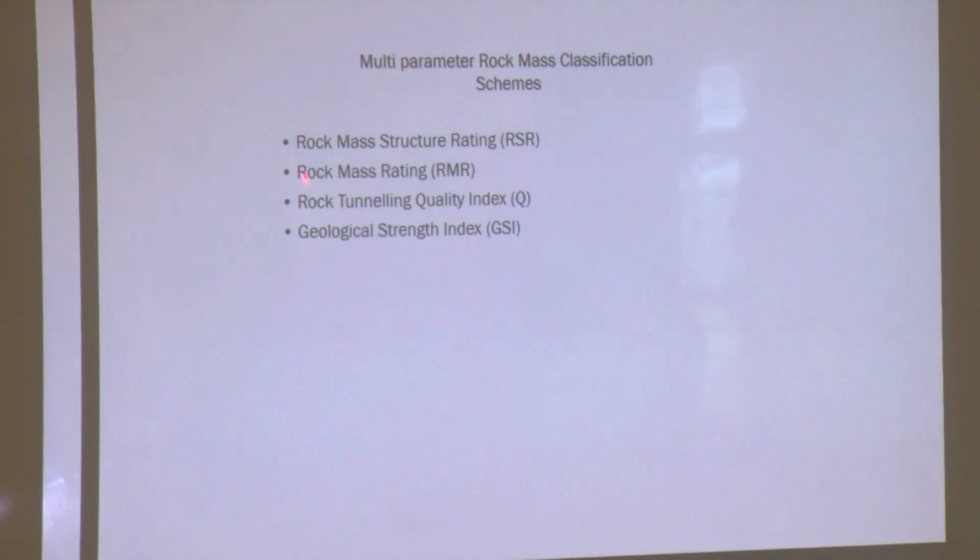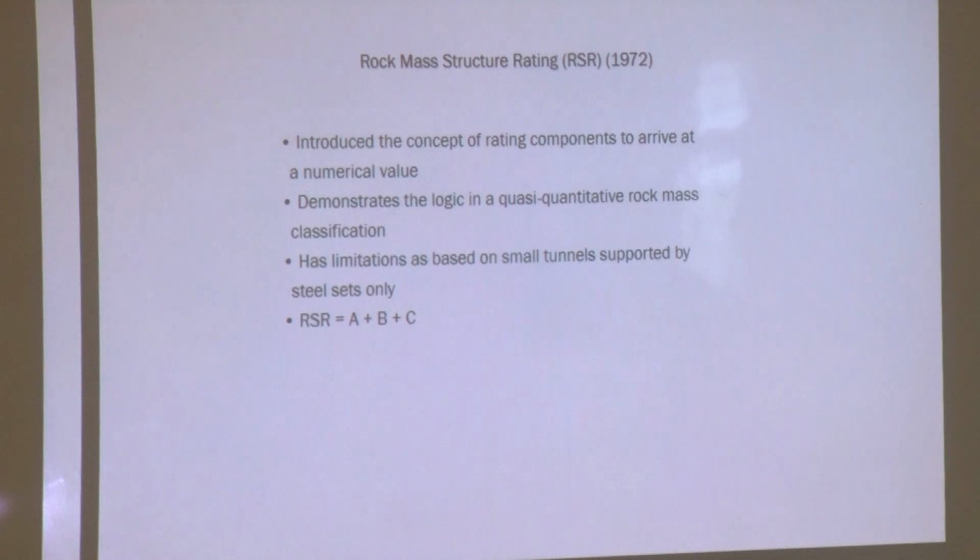This tunneling index pattern is proposed. And in the RMR rating system, people have thought of using the geological strength index criteria to classify different qualities of rock. This is a very simple approach. I will skip it, only for information.